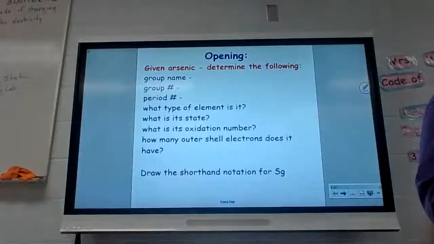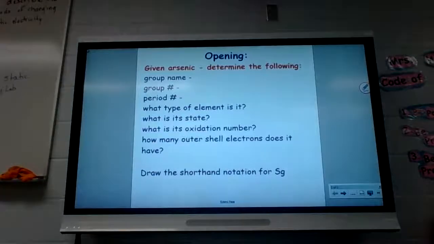All right, so if we look at question 1, name the group. What group name is arsenic in? What do you call that group? Nitrogen family. All right, what's the group number? 15. What's the period number? 4. All right, what type of element is it? Is it a metal, non-metal, or metalloid? Metalloid. What is its state? Solid, liquid, or gas? It's a solid.